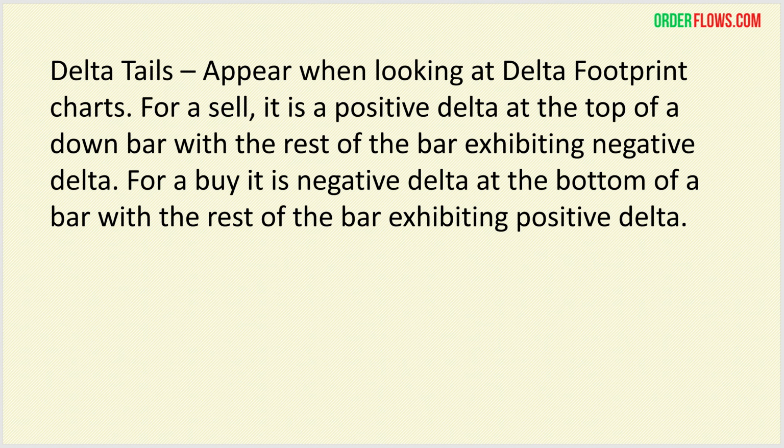All right, so delta tails. Now, delta tails is something that you'd have to look at on a delta footprint chart. And I talked about that in an earlier lesson, the delta footprint chart. A delta tail is going to appear on a sell when there's a positive delta at the top of the down bar and the rest of the bar is all negative delta, or for a buy when there's negative delta at the bottom of a bar with the rest of the bar exhibiting positive delta.